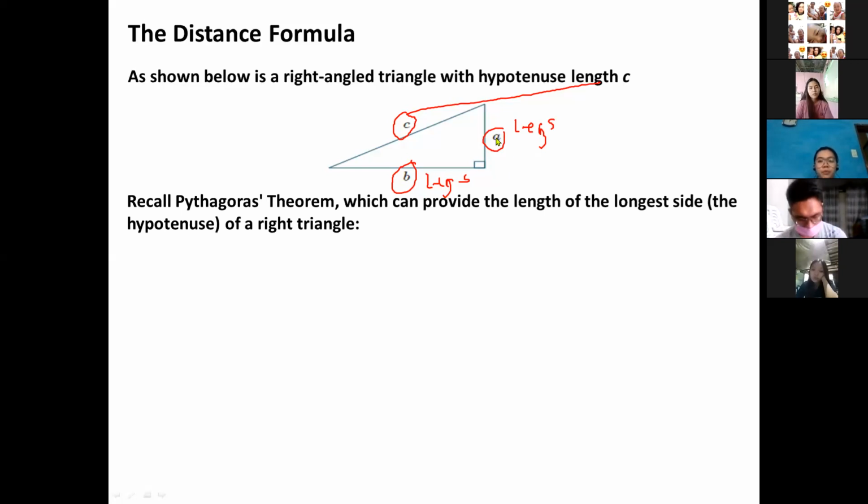Kunwari daw, given ang value ng dalawang legs, alamin ang value ng longest side na hypotenuse, then we apply the Pythagorean theorem because we have a formula for Pythagorean theorem. And this is the formula for Pythagorean theorem. C is equal to the square root of A square plus B square. Before, ang formula na yan, C square is equal to A square plus B square.